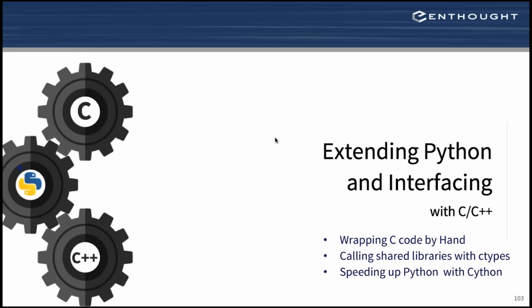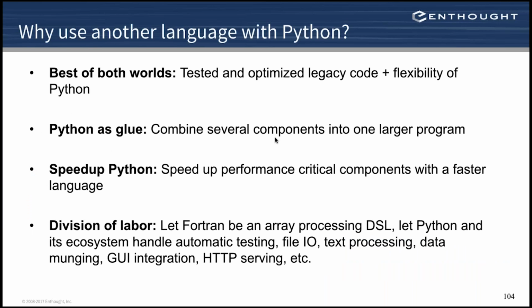All right, the next thing is, like I said, interfacing with other languages. There are a number of uses for this. One is you've got legacy code and you want to use it, but you want to use it with the flexibility of Python, which is easier for people to get their head around, and in some ways just a much more pleasant language to use, much more efficient.